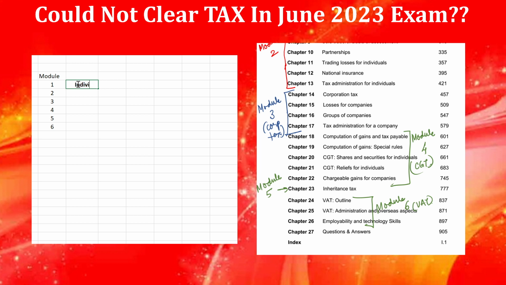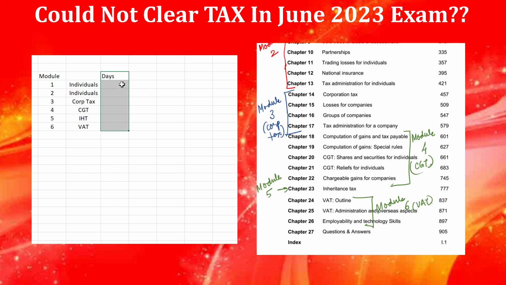Individuals, then I have corp tax as module 3. Then I have CGT. Then comes inheritance tax and then comes VAT. So now let's start allocating some number of days to complete them.